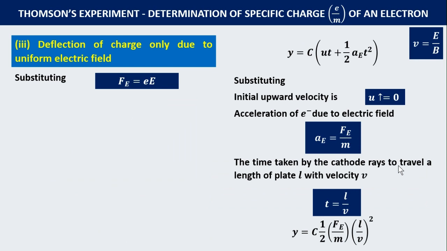Here, when you use only a magnetic field, the electric force Fe equals eE is replaced by the magnetic force Fb. Fb equals Bev. Then we have to continue to get an expression for specific charge by using only the magnetic field.